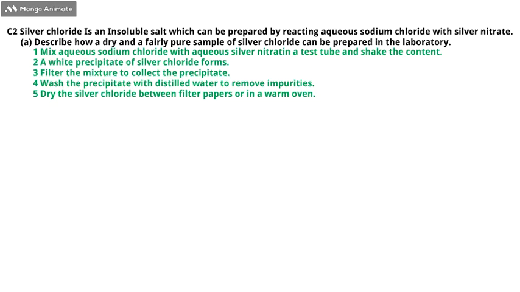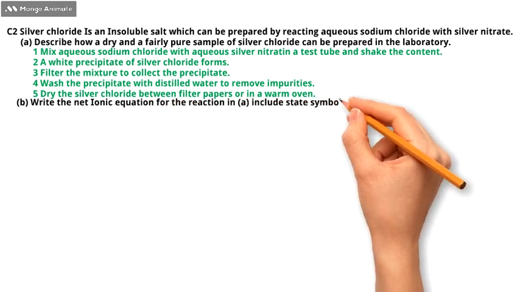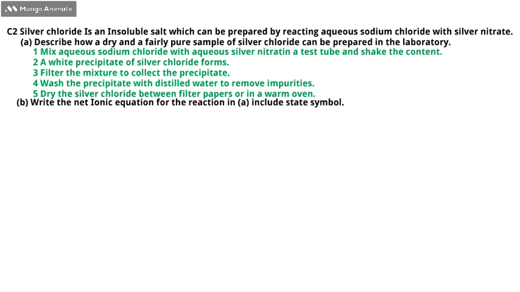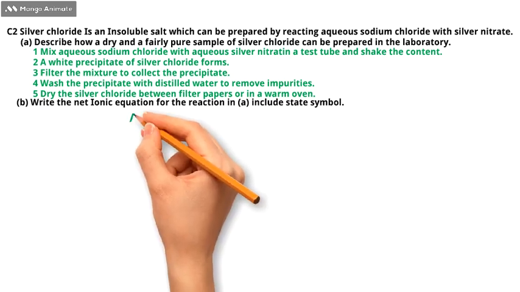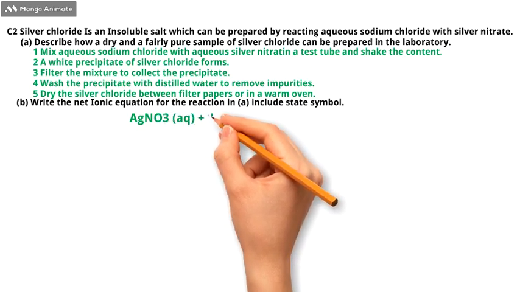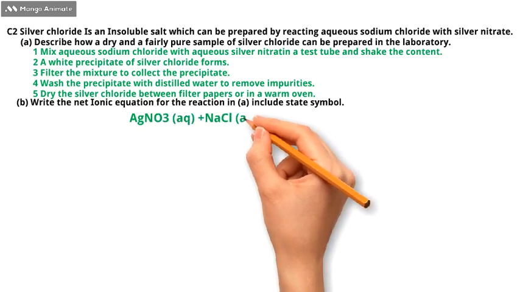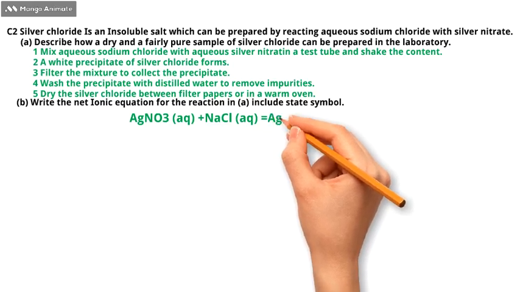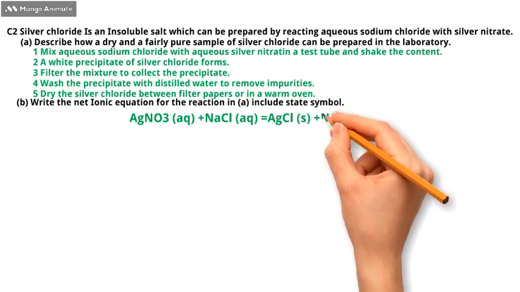We come to C2B. Write the net ionic equation for the reaction in A. Include state symbol. To write the net ionic equation, we'll follow these steps. First, we should understand that the reaction is a double displacement or precipitation reaction, and this is the equation, which is AgNO3 plus NaCl, which is equal to AgCl plus NaNO3.